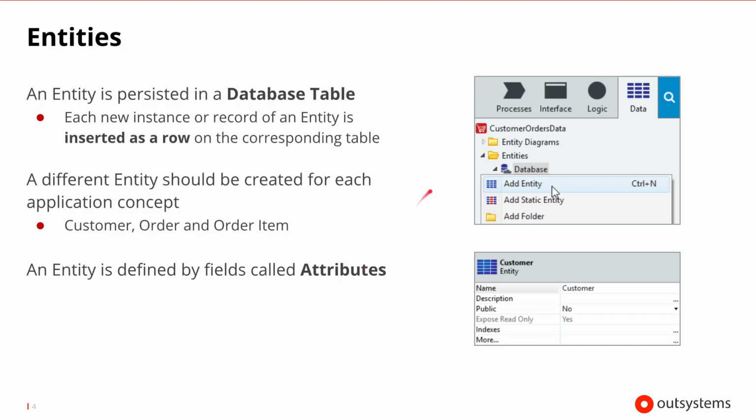So here we can see inside of OutSystems, the entities exist inside of the data tab. And inside the data tab, there's an entities folder. And then there's a type of entity, which is a database entity. And if we want a database entity, we can right-click on the database and say, add an entity. And here we can see the definition of a customer entity. And in this case, it's a non-public customer entity.